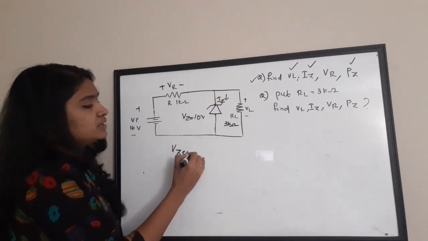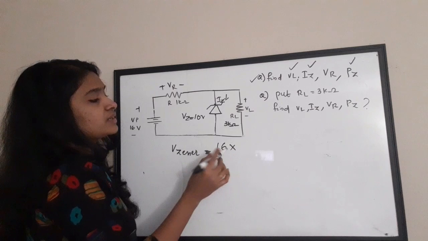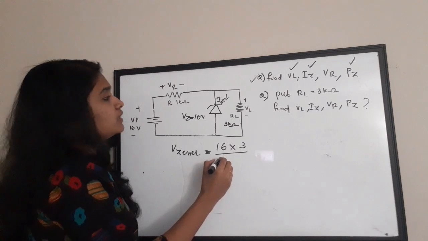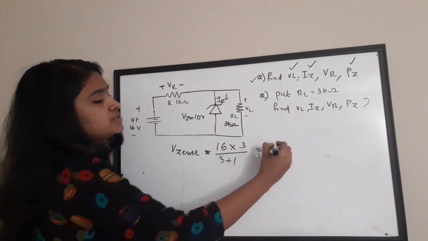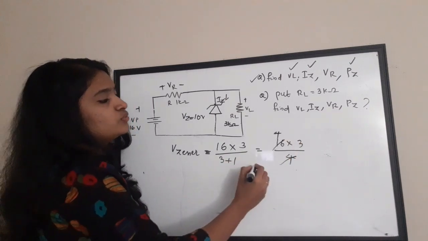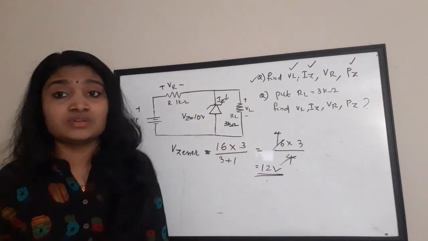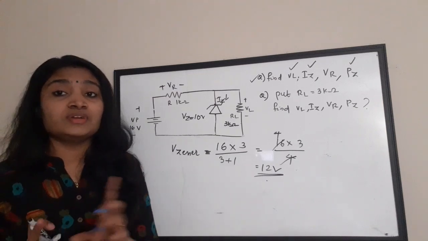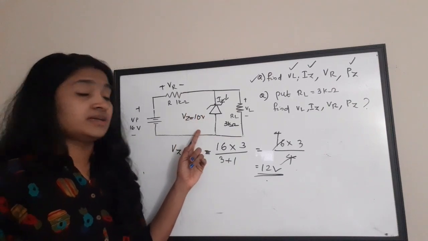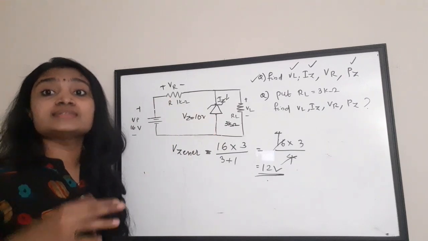So V Zener is equal to how much? Out of this 16, we are going to apply the voltage division rule. 16 into 3 by 3 plus 1, that is 16 into 3 by 4. 4 4s are 16. So 4 into 3 is equal to 12 volt is coming across the Zener. Okay, earlier it was only 8.73 volt. Now it is 12 volt. So if it is greater than 10 volt, it means the diode is conducting. Now the diode is in conducting mode. So there is 12 volt coming across the diode. Now the diode is turned on.